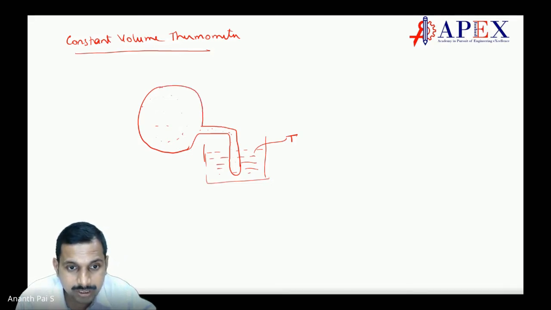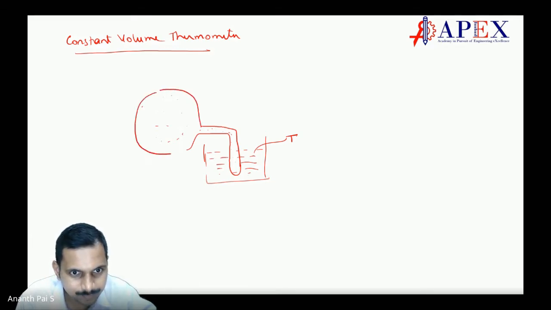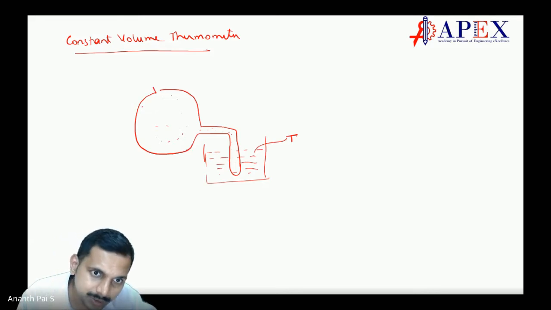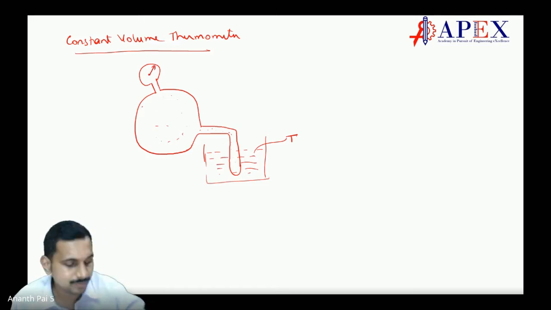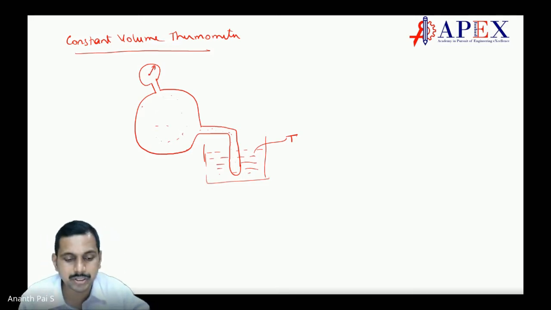So in a constant gas thermometer, you measure using a pressure gauge. You have a pressure gauge and you measure the pressure. And based on that pressure, you decide what the temperature should be.